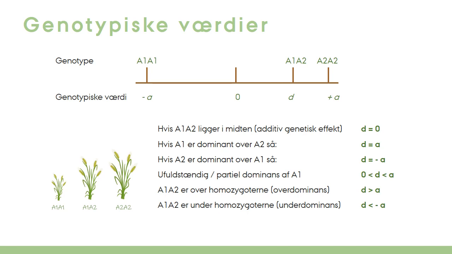And then, of course, there is the overdominance, meaning that the heterozygotes perform better than the homozygotes. And that means that D is actually bigger than A. And then there is the effect of underdominance. And that means that the heterozygotes perform less well than the homozygotes. And that would mean that D is smaller than minus A.